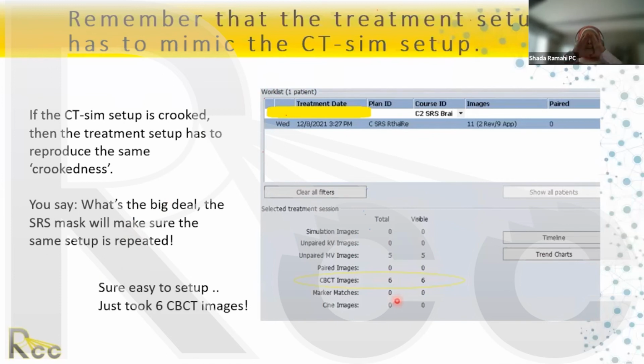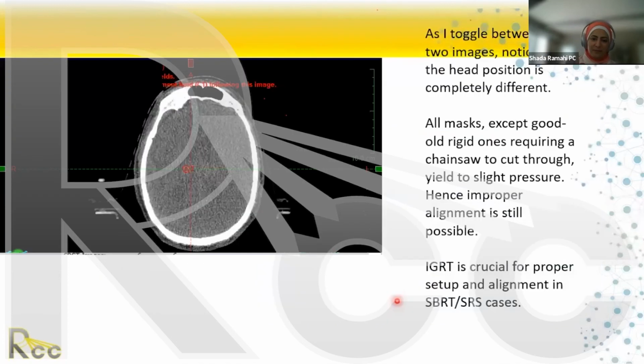And by the way, except for the very old stereotactic masks that were made from plaster, and we actually had to cut them open with a chainsaw, all the masks that we have, regardless of the vendor, have some play. If you put a little bit of pressure on the right or on the left, or the patient's head is slightly tilted right or left, the mask will actually allow you to do that. And you need to catch it within the images.